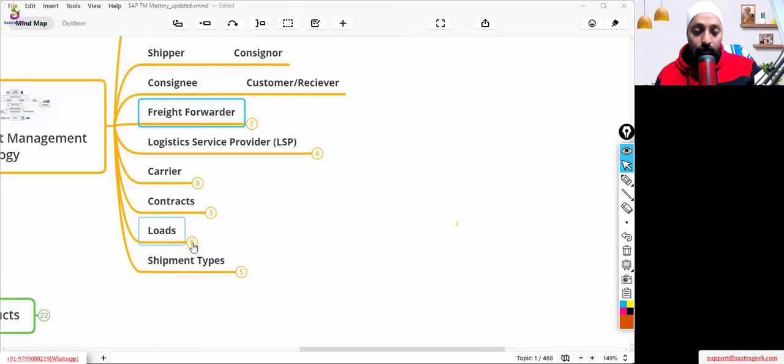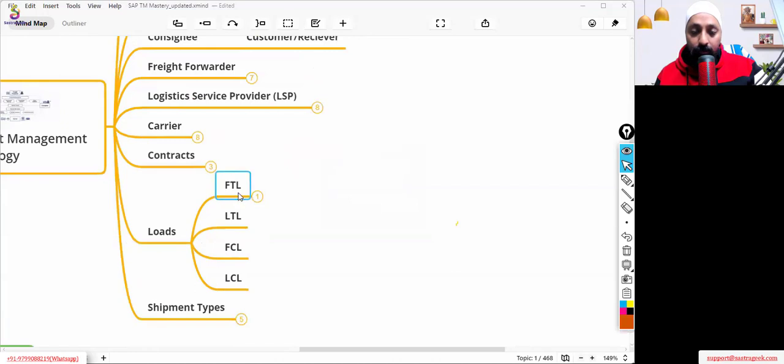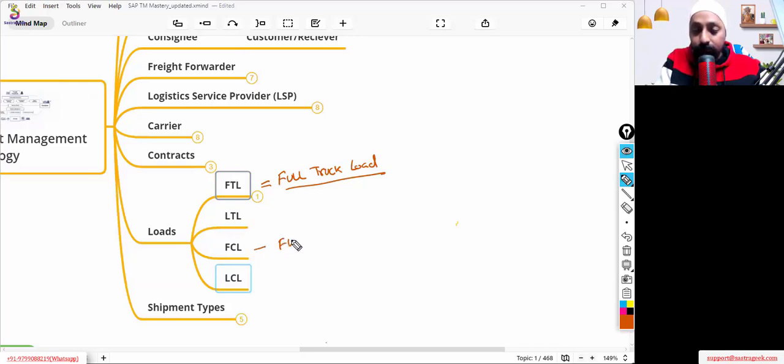Contracts we have talked about. Loads. Okay, let's also talk about the load. We can have a full truckload, FTL, LTL, FCL, LCL. Again, these terminologies, the client will be talking about: this is my FTL, this is the LTL, FCL, LCL. Don't get confused. Very simple terminology, I will explain to you. FTL is your full truckload. LTL is less than truckload. FCL is full container load.